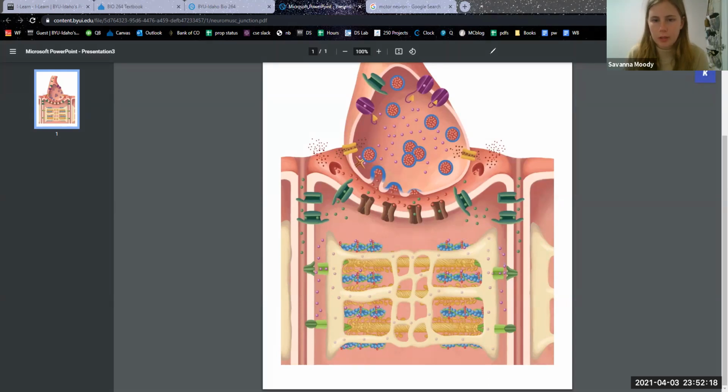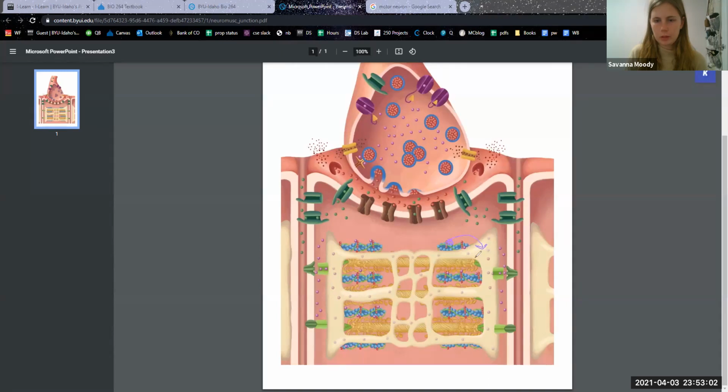Cross-bridge formation is when these yellow fibers back here, which are myosin fibers, the heads of them, they will actually pull the blue actin inwards, like so, like that. And that is what we call a muscle contraction. So as these get pulled inward like that, the muscle is contracting.